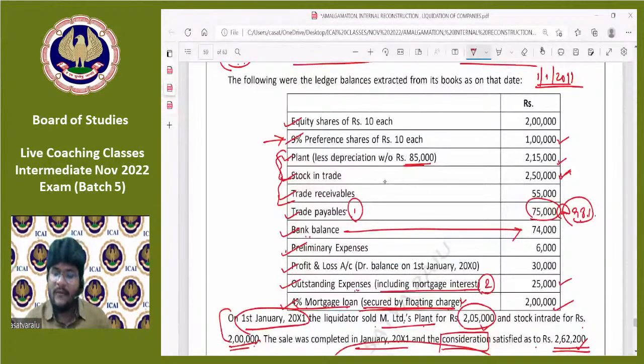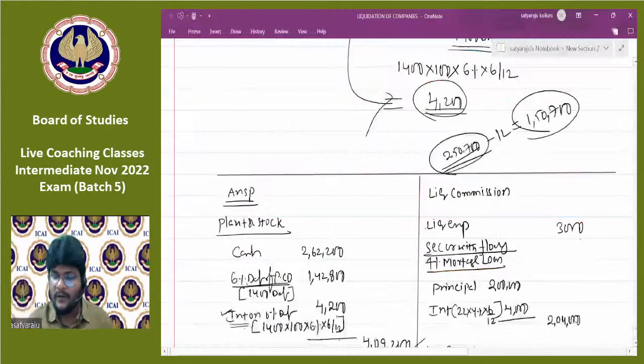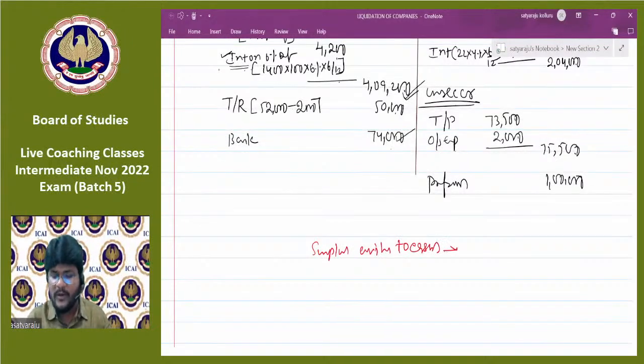Now that 1,50,700, you need to distribute among whom? Equity shareholders. It is clearly given in the last point that the debentures of M Limited and the balance of cash were distributed ratably among the equity shareholders. Now please all of you concentrate here. Resource available or surplus available, whatever the case may be. Surplus available to equity shareholders, how much, guys?